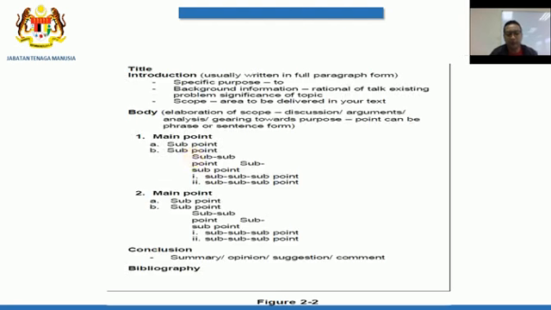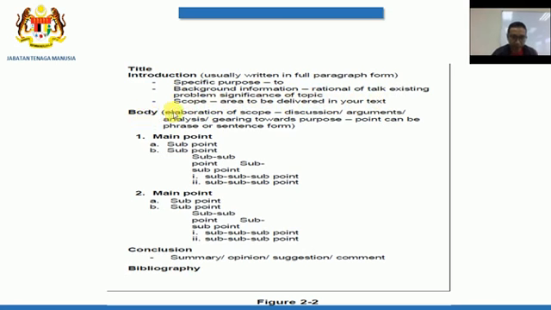Okay, this is figure 2.2. Same thing, but much more elaborate. Title, introduction, usually written in full paragraph form. Okay, specific purpose, background information, rationale of the talk, the problem, significance of the topic, and scope, the area to be delivered in your text, whatever scope that you are trying to deliver to your audience.